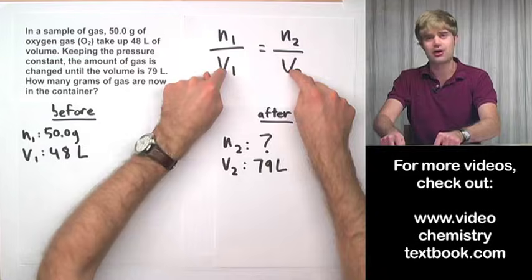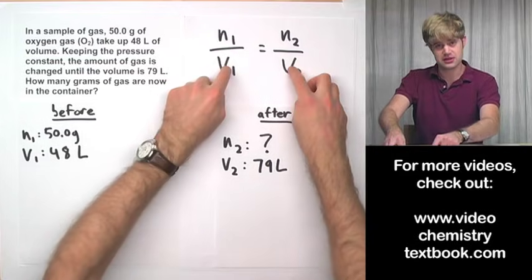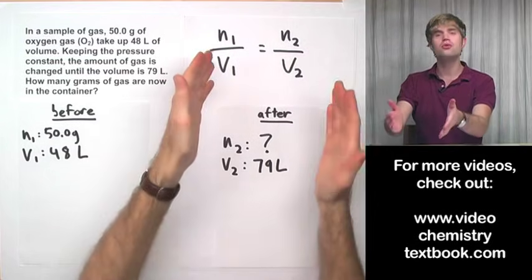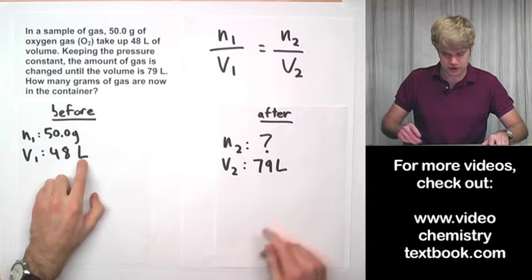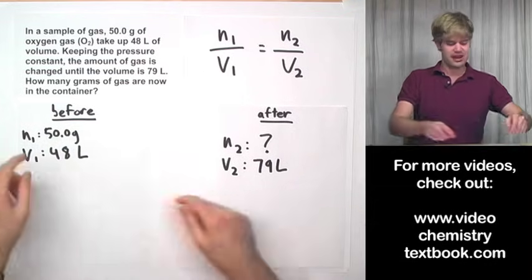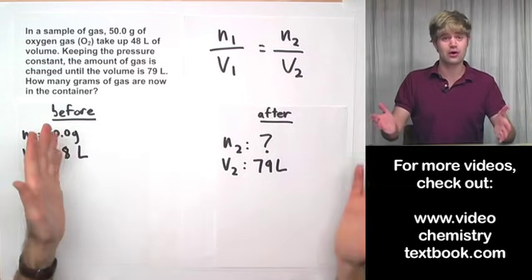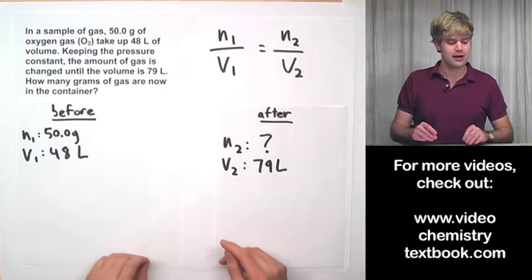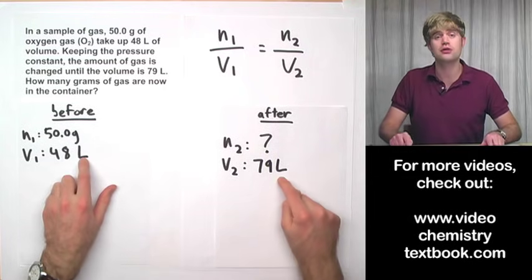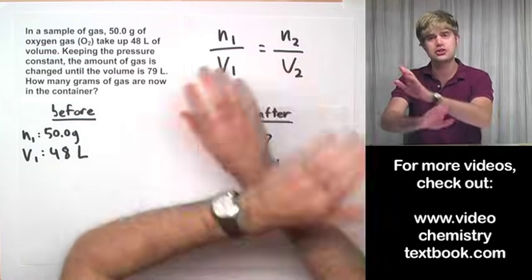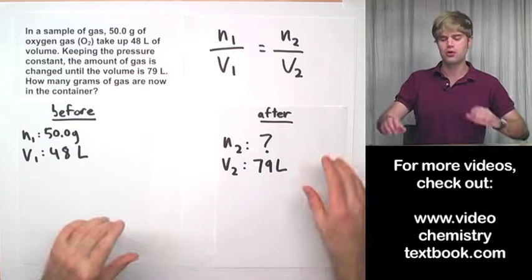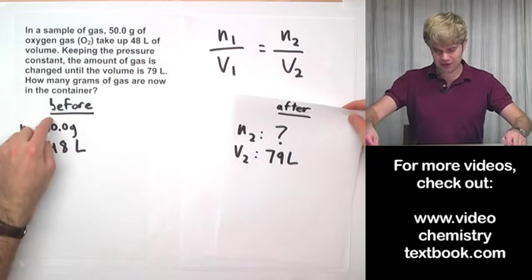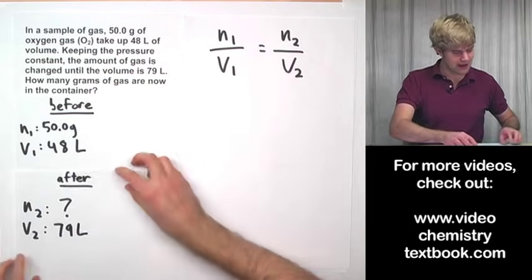It doesn't matter what units the volume is in, as long as they are both in the same units. So liters here, we're set. If this was milliliters, milliliters, that would also be okay. But it wouldn't work if one was milliliters and the other was liters. So volume units don't matter as long as they're both the same. Okay, so now I've got my before and I've got my after.